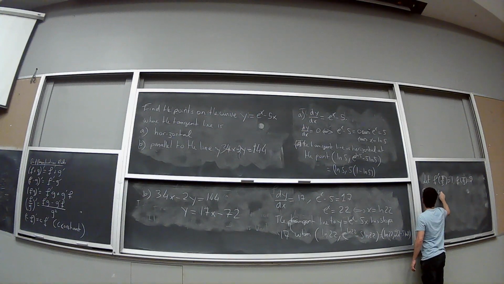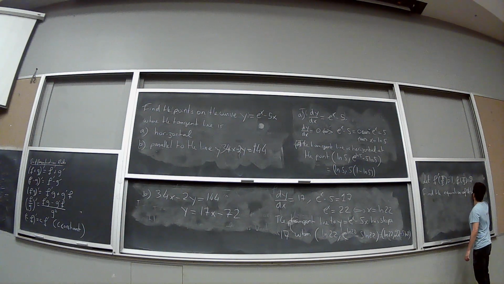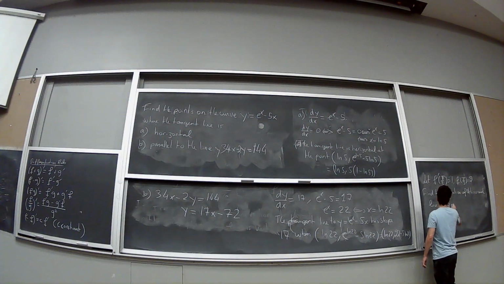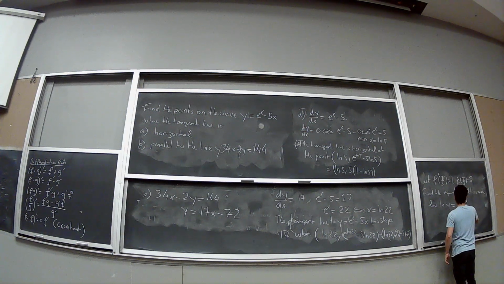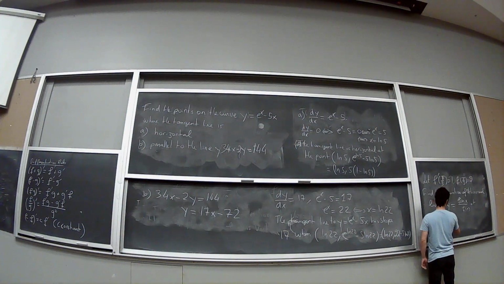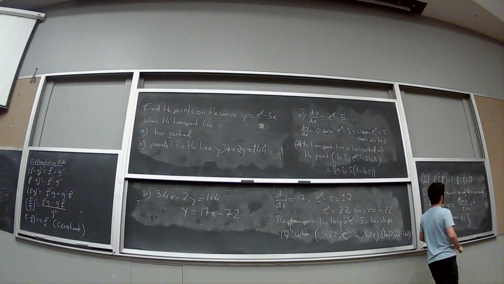Find the equation of the normal line to y equals sin x over f of x at the point where x is equal to pi over 3.